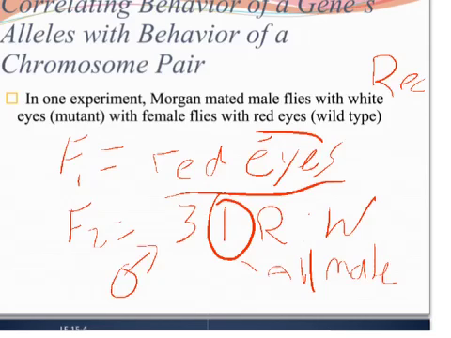So what Morgan determined was that the white-eyed mutation allele must be located on the X chromosome. And once again, this evidence supported the chromosome theory of inheritance, and that certain genes found only in male populations would be found on a sex chromosome because they did not have the complementary pair like a female does.